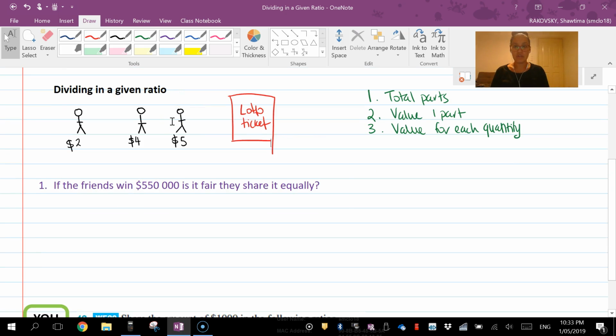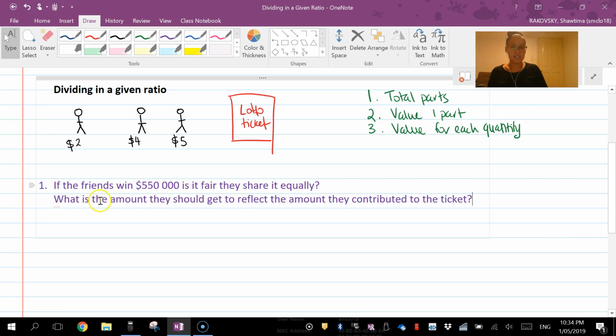Having a look at this example, these three friends all contribute a different amount of money to the lotto ticket. If they win $550,000, would it be fair if they shared it equally? This should actually be more like, what would be each person's part to reflect the amount that they contributed to the ticket? So we're going to rephrase that question. I've just added there that mathematically, we're looking for the amount they should get to reflect their contribution.